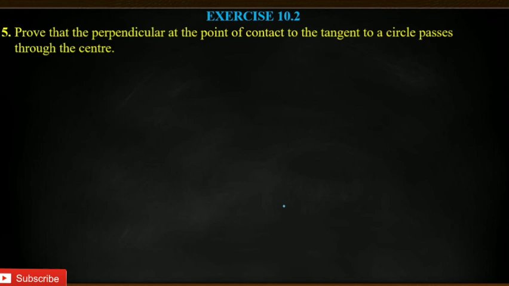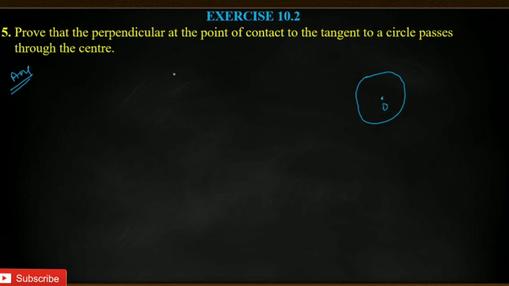Yeah, we are going on to the next question. Question number 5. Prove that the perpendicular at the point of contact to the tangent to a circle passes through the center. Let me first draw one circle with the center point O.